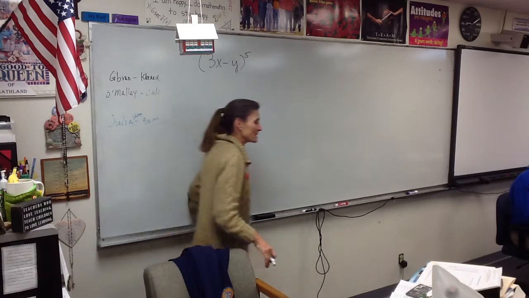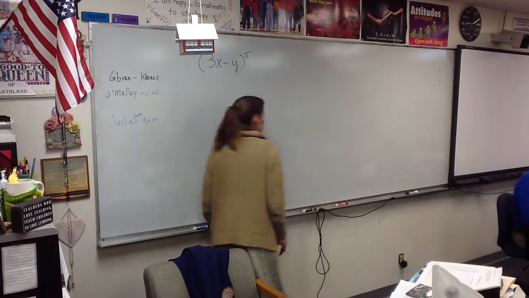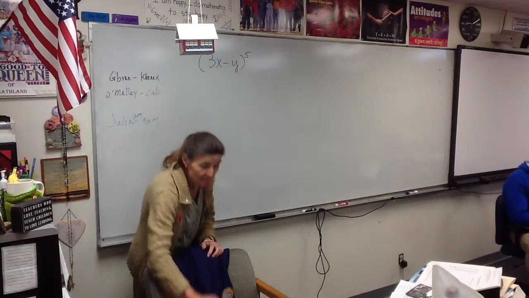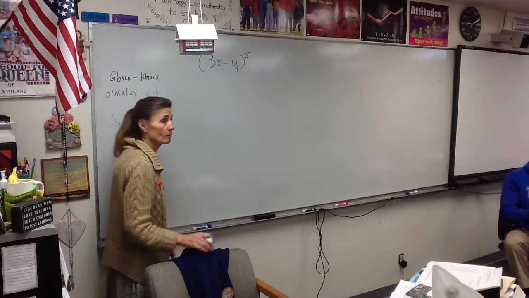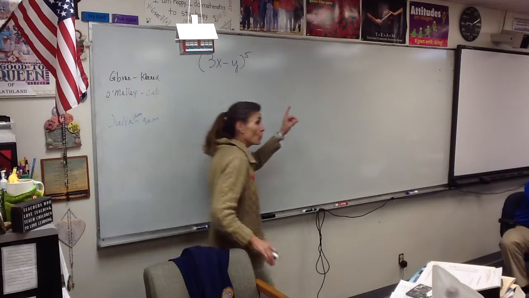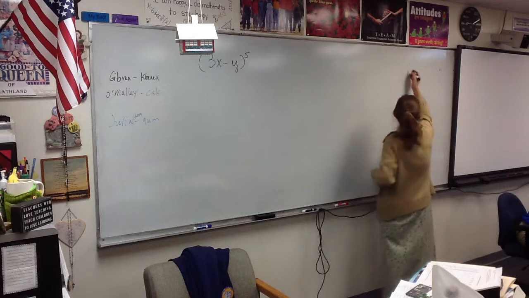Okay, we're gonna expand this. Here we go. 3x minus y to the 5th power. We're going to expand this. Now, this one takes up more room. That's why you have more room. Step 1. Draw your tree. Okay? We need numbers. And the numbers can come from Pascal's triangle.